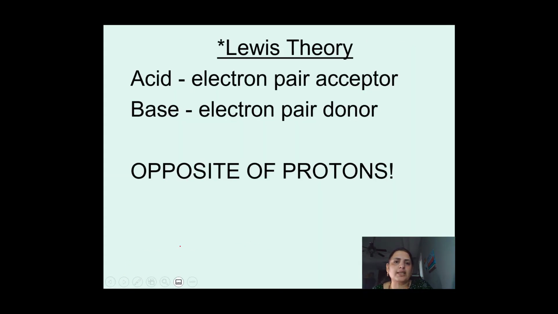The last one is Lewis theory. We won't go into detail on this one, but just for you to remember, in Lewis theory, the acids are electron pair acceptors, meaning they accept a lone pair of electrons from another atom, whereas bases are electron pair donors. So they're the opposite of how the protons are accepted and donated. So that is acid-base theories.